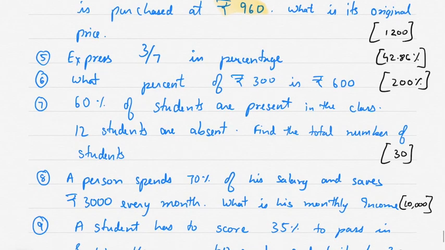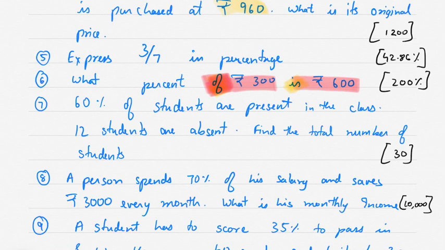Next, what percent of 300 is 600? So what percent of 300 is 600? Okay. So percentage of 600 is asked out of 300. So what you will do? 600 upon 300 into 100.